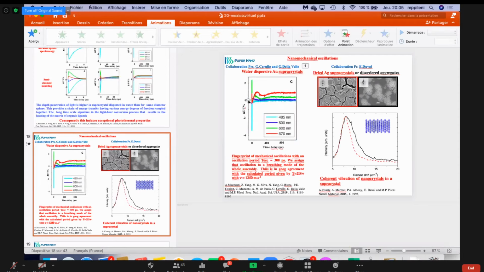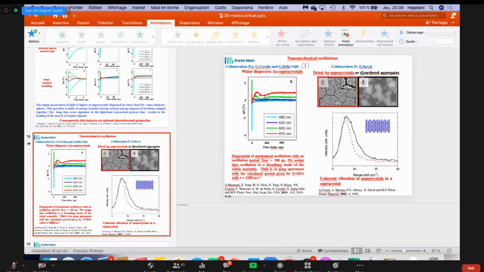So here we measure the oscillation, and it's around 300 picoseconds. His question was what kind of theoretical simulation was done, because this was just from the experiments. Here Duval did some simulation. He took exactly the same model.